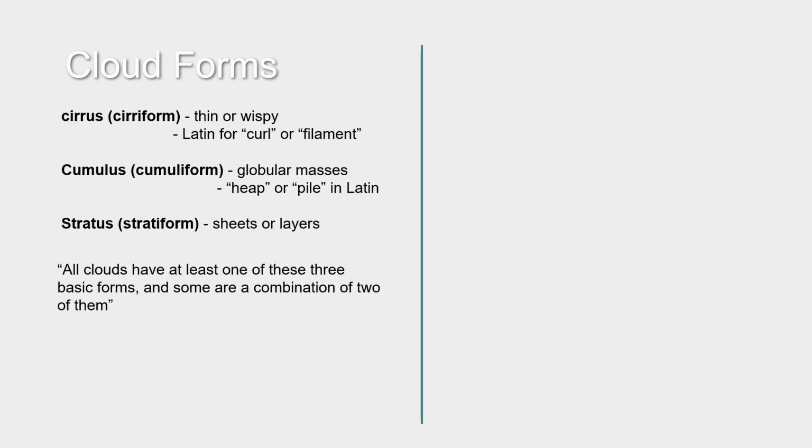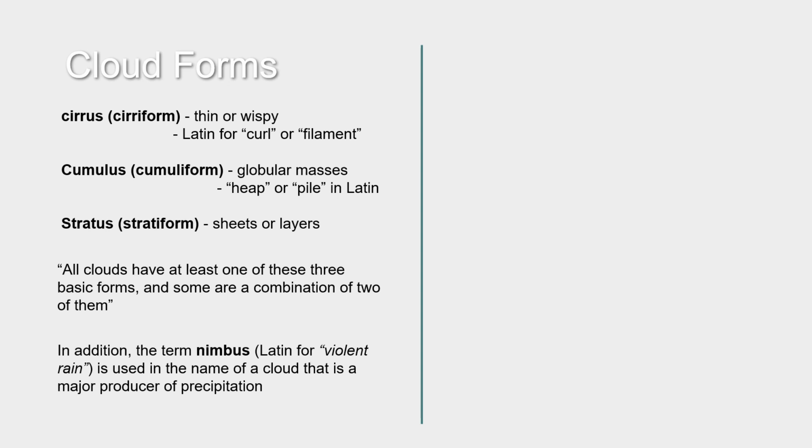Actually, all clouds have at least one of these three basic forms, and some are a combination of two of them. For example, the stratocumulus. Stratocumulus clouds are mostly sheet-like structures, composed of long parallel rolls and broken globular patches.